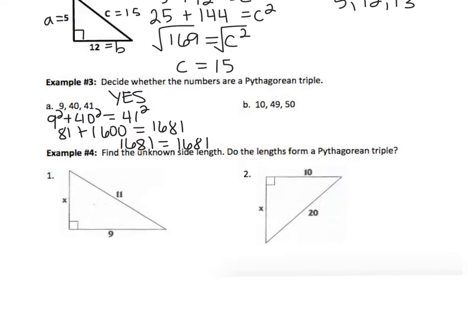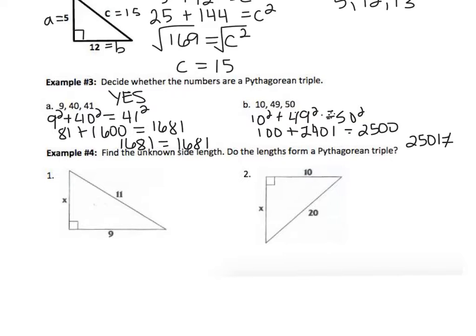Next, we're going to take a look at 10, 49, and 50. We want to check to see that 10 squared plus 49 squared equals 50 squared. 10 squared is 100. 49 squared is 2,401. And 50 squared is 2,500. So when we do 100 plus 2,401, we end up with 2,501, which does not equal 2,500. So in this case, no, 10, 49, and 50 are not a Pythagorean triple. They could form a triangle, they just do not form a right triangle.